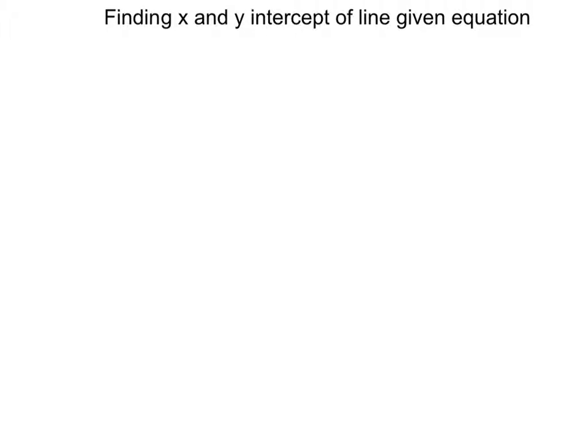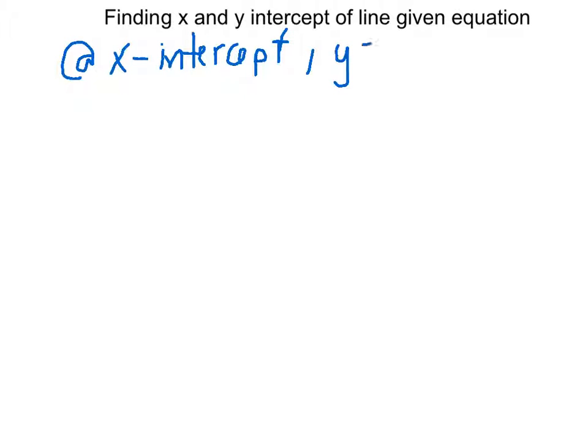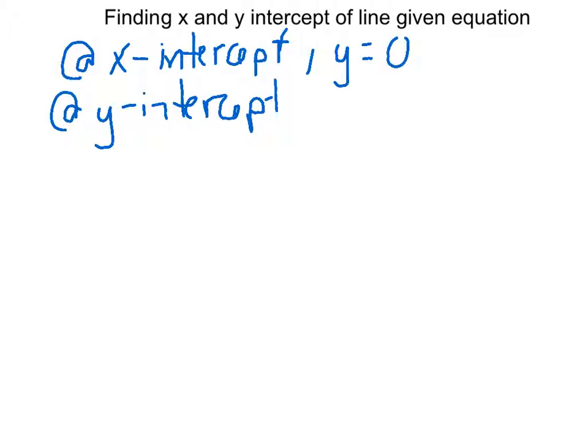This topic is called finding an x and y intercept of a line given the equation. And there's just a couple things before we dive into an example I want to remind you. At the x-intercept, that's just where a line crosses the x-axis, our y value equals 0. And conversely, at the y-intercept, or where the line hits the y-axis, our x value equals 0. So you want to put that in your notes because it's a good thing to remember.